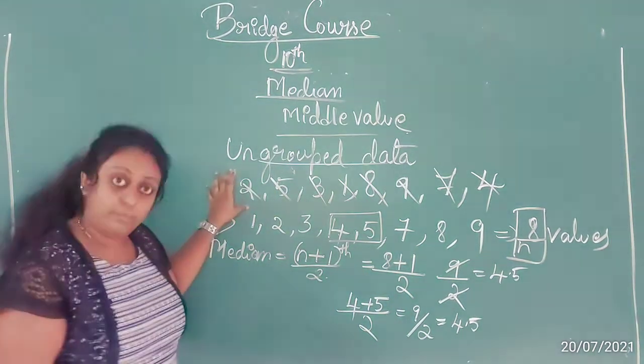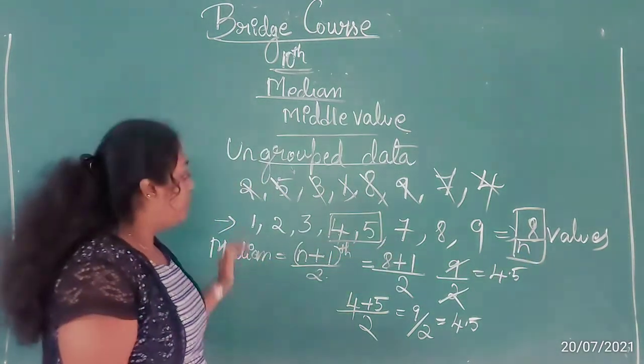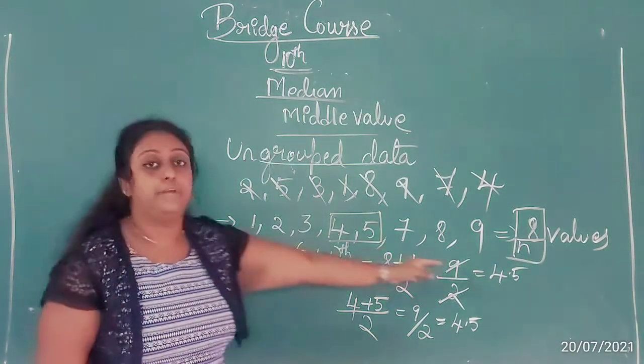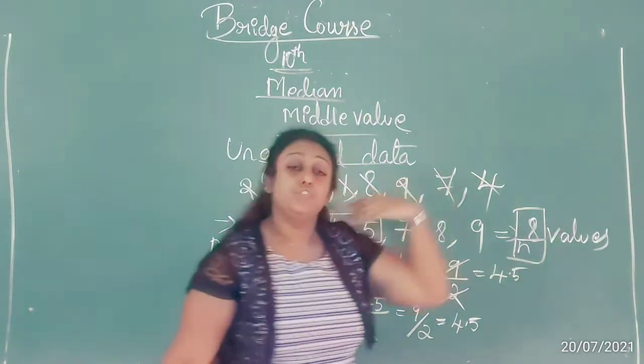So how are you supposed to do it? First, when you get your ungrouped data values, you should arrange them in ascending order. And then you will count how many terms there are. So you will count it.